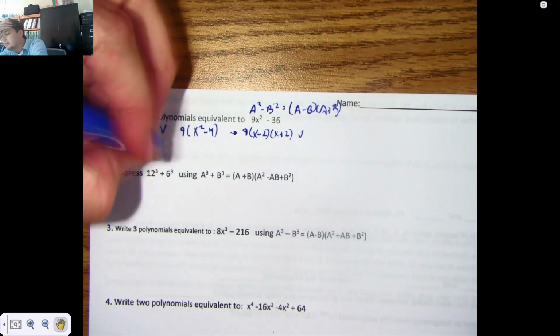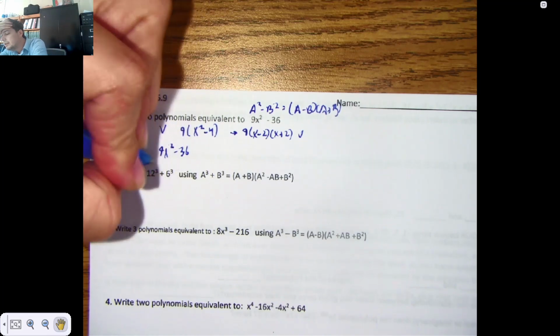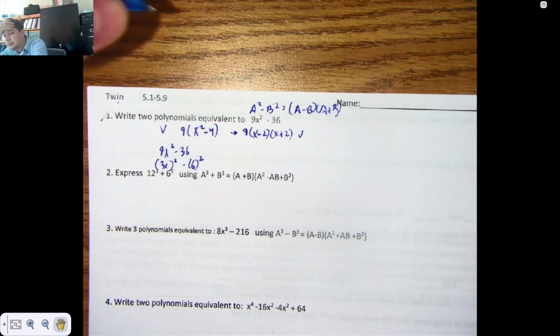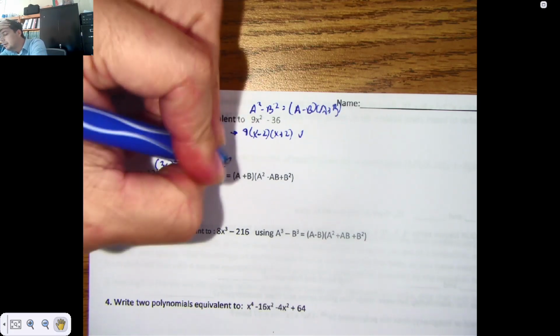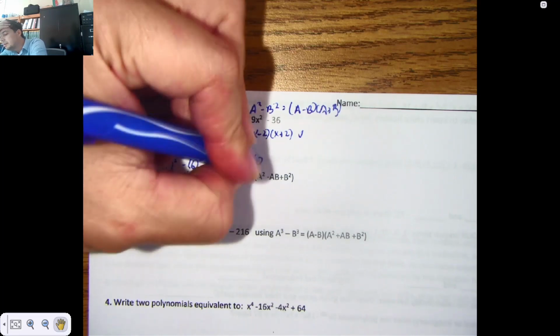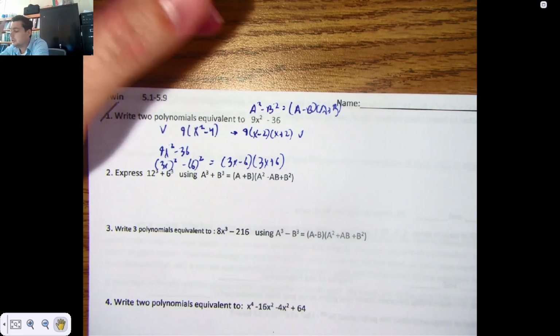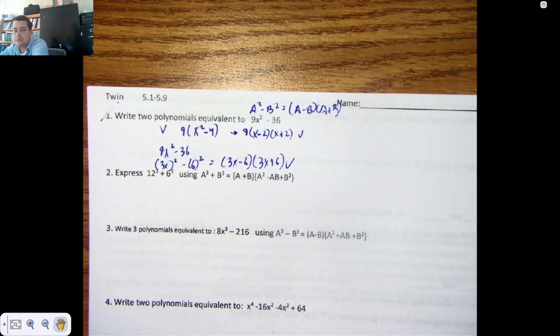The other thing you can do is when you look at this thing originally, you can kind of view it as a 3x that's squared, take away a 6 that's squared. Now let's see if I get my signs right this time. That would be 3x minus 6 times 3x plus 6. Okay, I got them right that time. So there's number 1, fixed, done. Anyways, there's 3 different forms of the same thing.